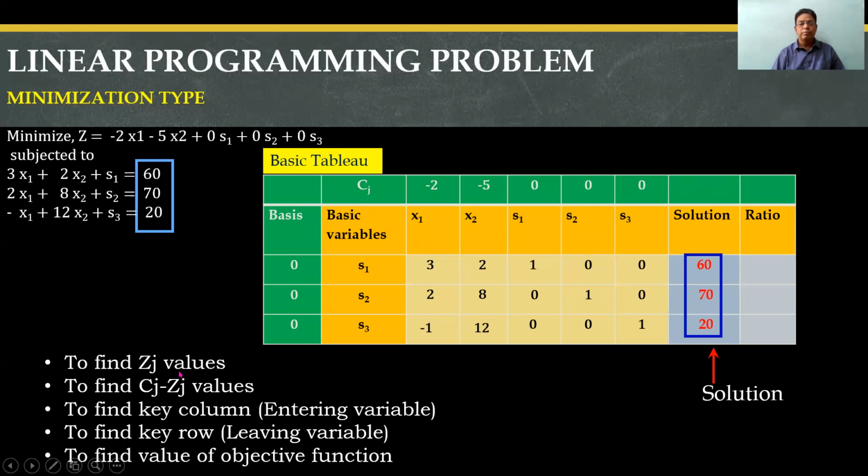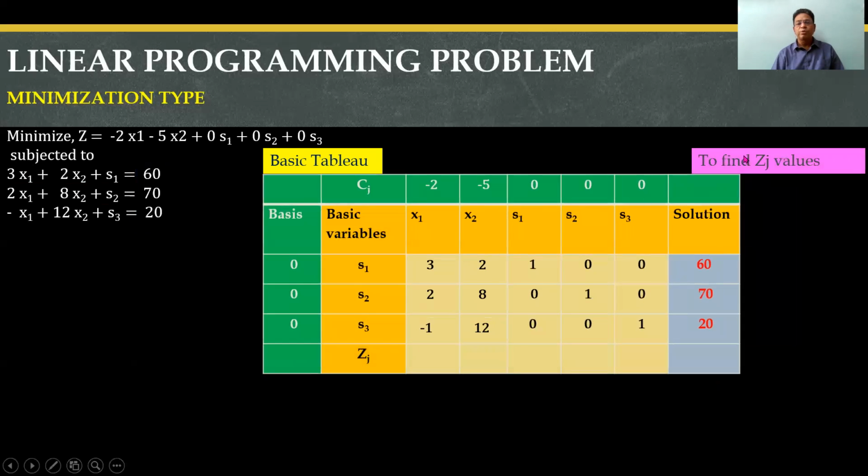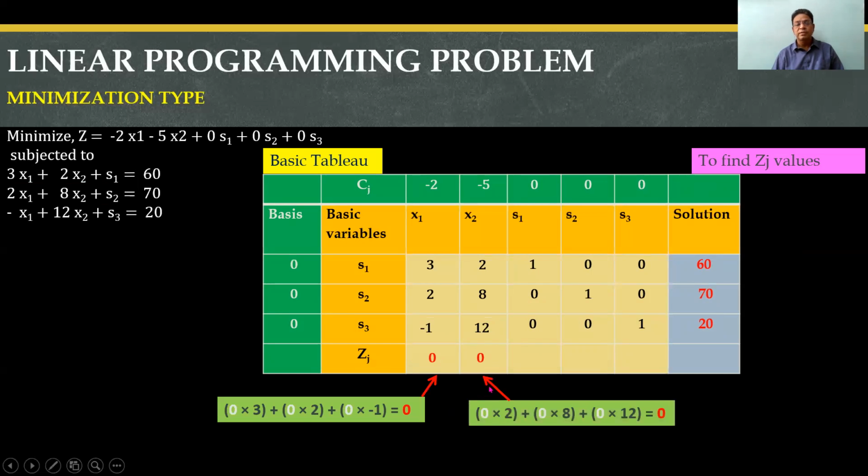So we'll start by finding the value of ZJ. Now, how do you find the value of ZJ? ZJ is written here and it can be found this way. This 0 into this 3, as you can see here, plus this 0 into this 2, plus this 0 into this -1. And the answer will be 0. Now, if I want to find the other elements of ZJ, like this one, how will it be found? It will be found this way. Again, this 0 into this 2, this 0 into this 8, this 0 into this 12. As these are 0, all the ZJ values will be 0. This will be 0, this will be 0, and this will be 0. This is the step to find the value of ZJ.